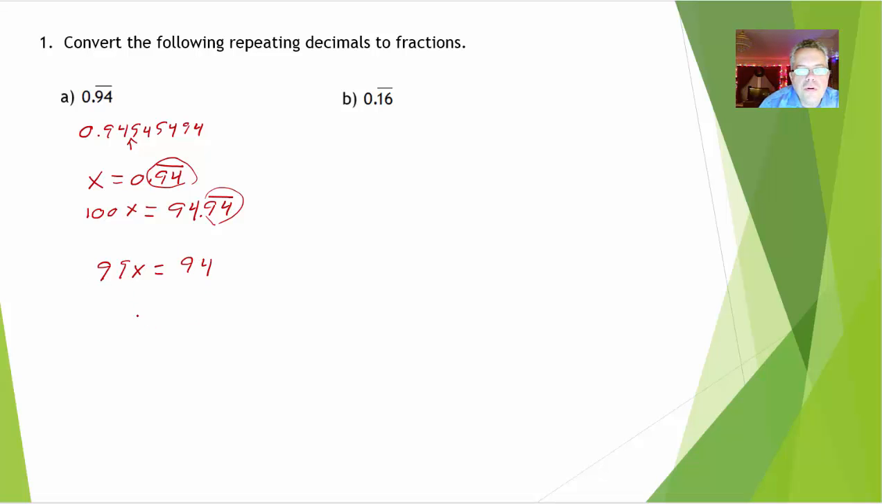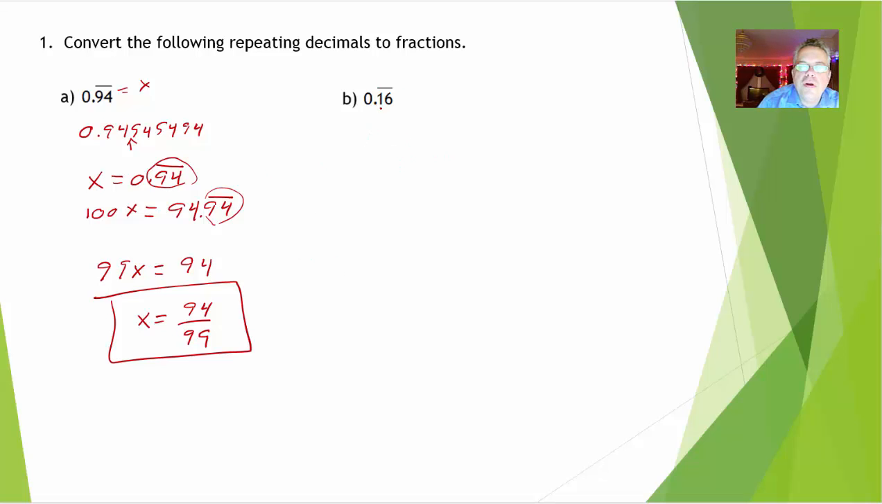Okay, so now we're going to divide by 99. I get x equals 94 over 99. And that's the answer because I was trying to get a fraction. That was the goal. Represent x, which is the original number, by a fraction. If you try it on your calculator, 94 divided by 99 is 0.949494, etc.